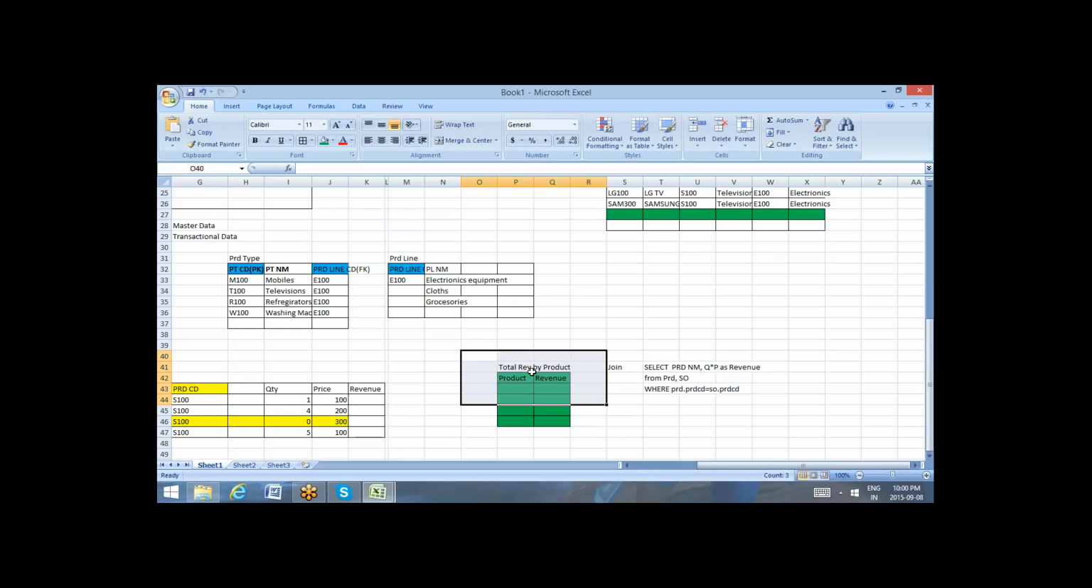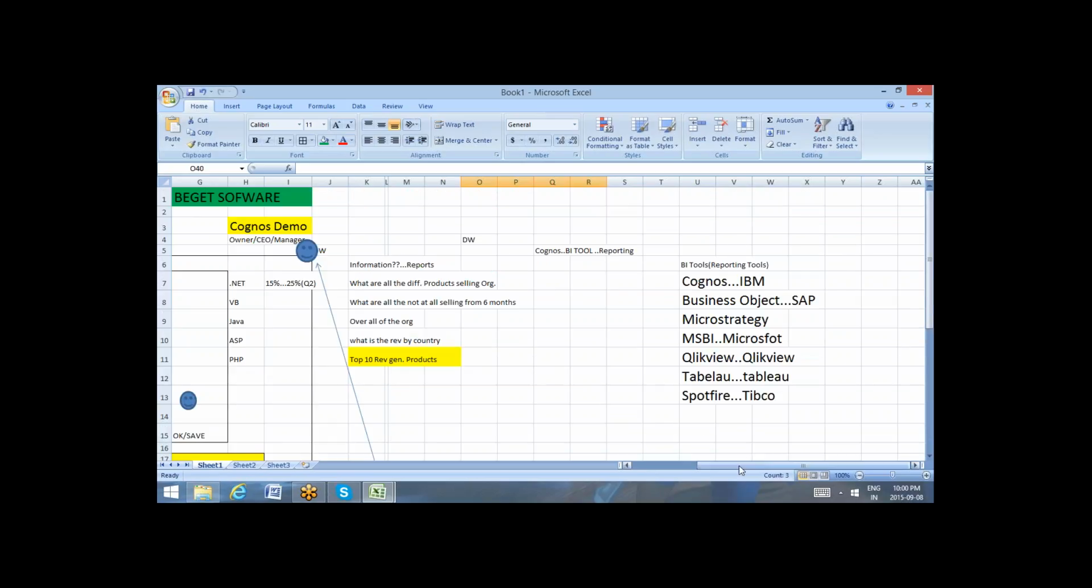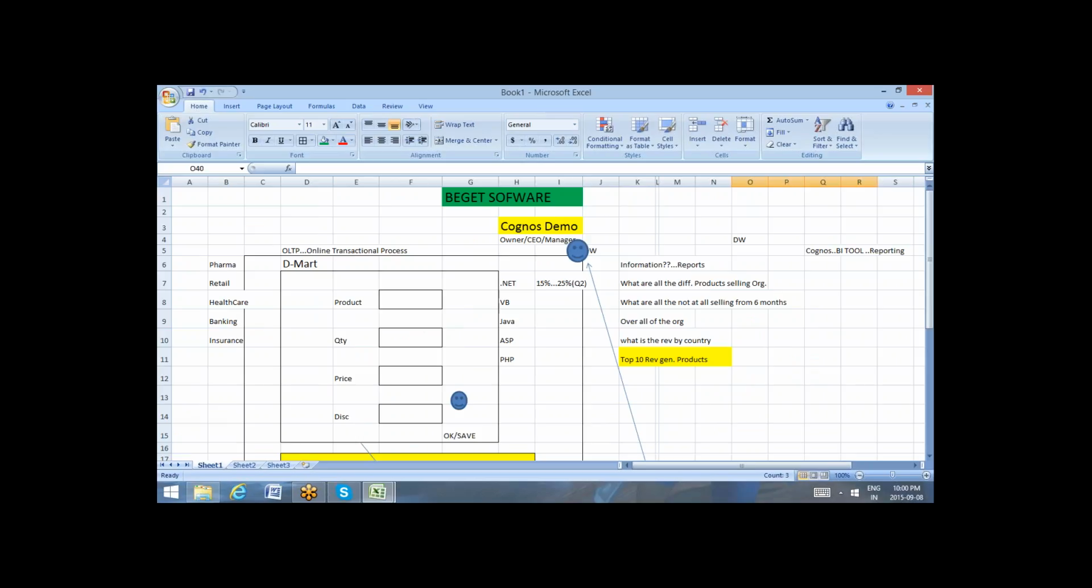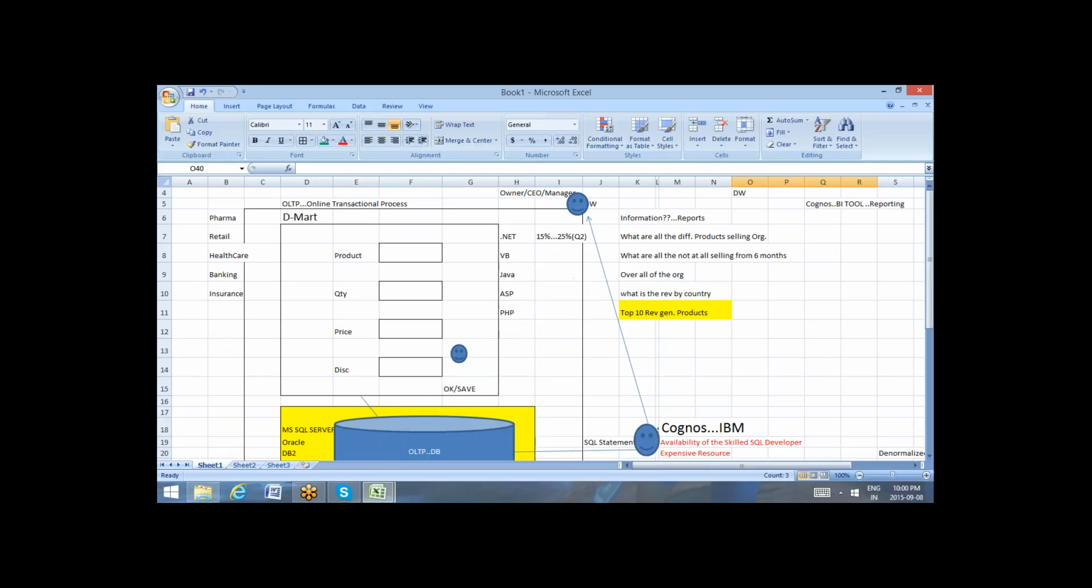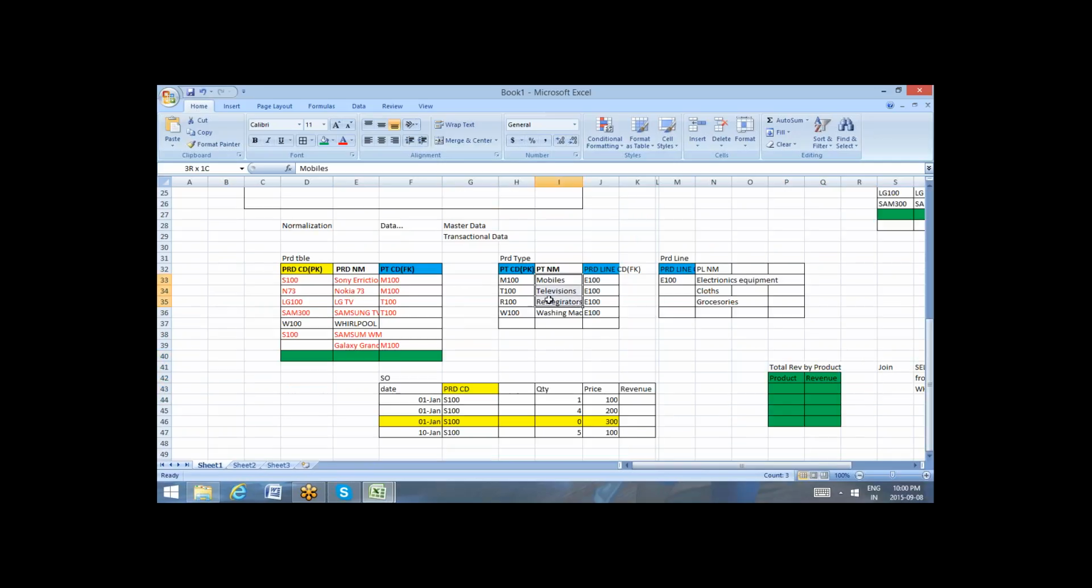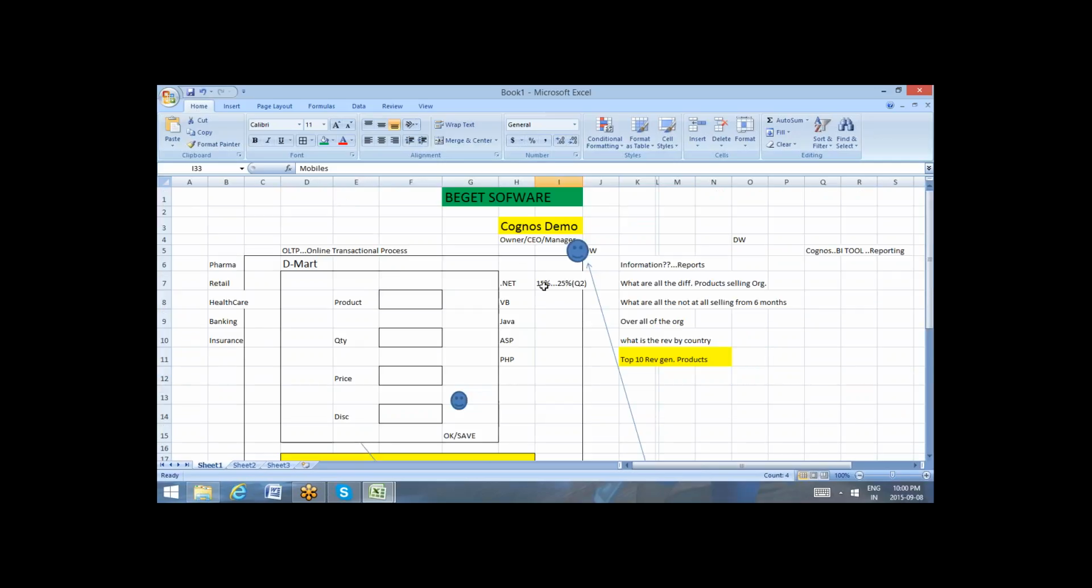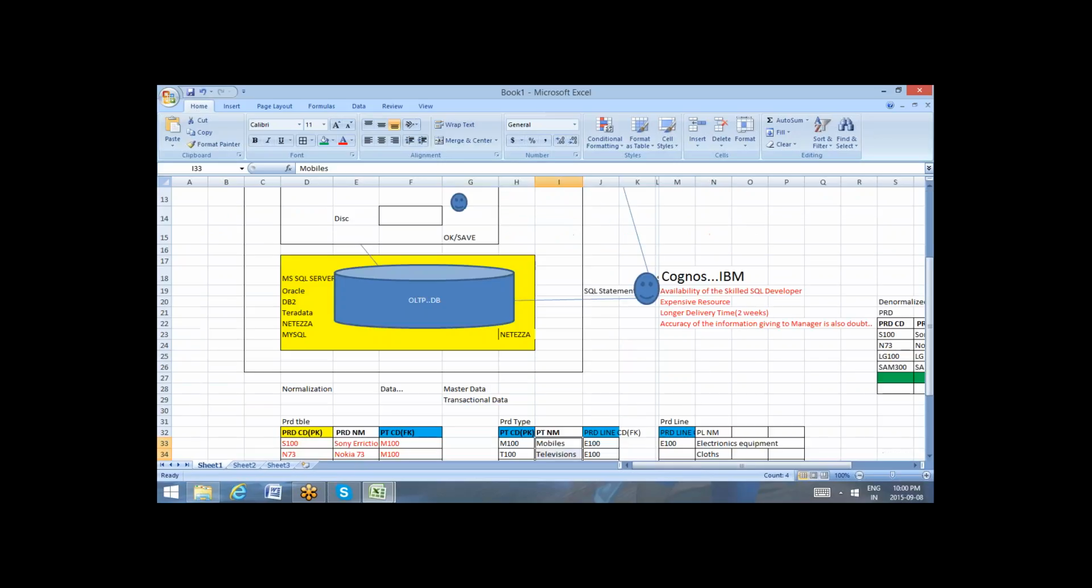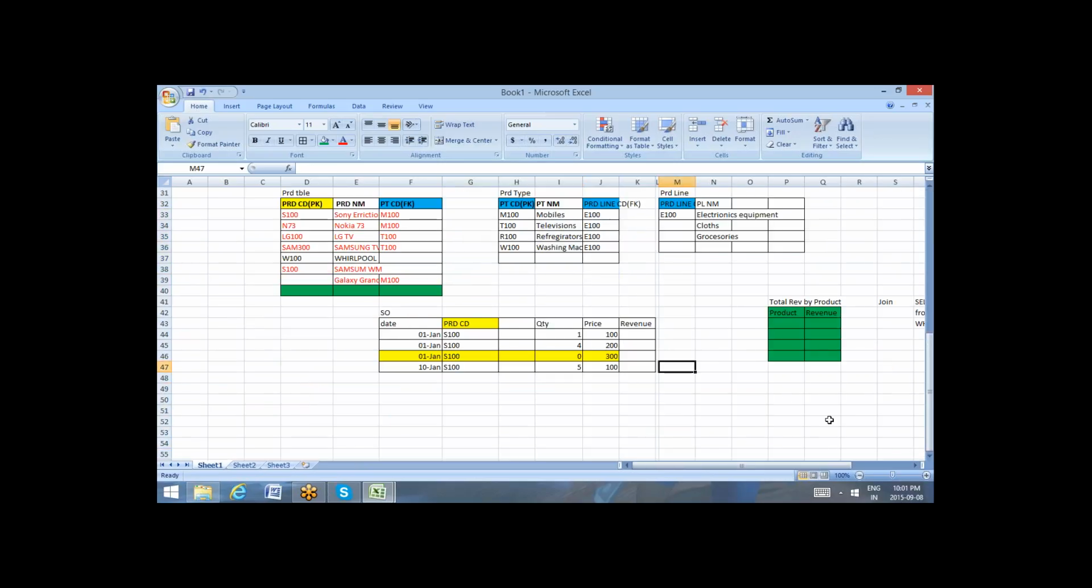Maybe after submitting this information to the top level manager, he may ask you for one more piece of information: can you also get me the total revenue generated by product type? Because he wants to understand which product type is the more profitable business for this particular organization. So the customer is asking for revenue or sales by product type. This is the kind of report he is expecting.